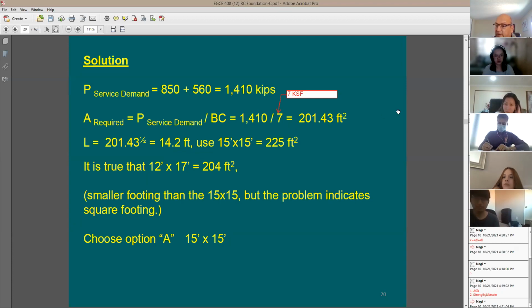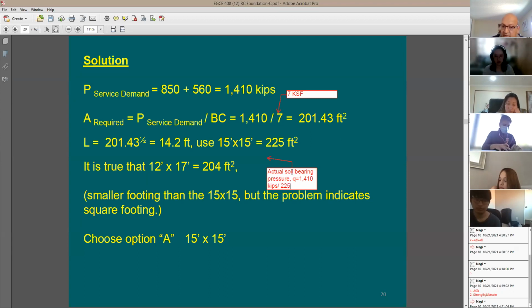What is the actual soil bearing pressure below the footing? So I'm going to write it here. Let's say actual soil bearing pressure, which is Q. This is not the allowable level, this is the actual. It's going to be equal to 1410 kips divided by 225.